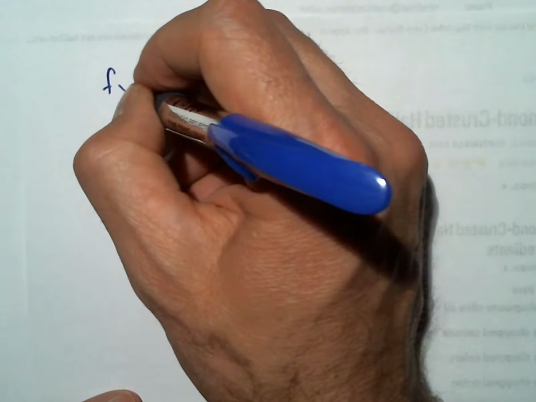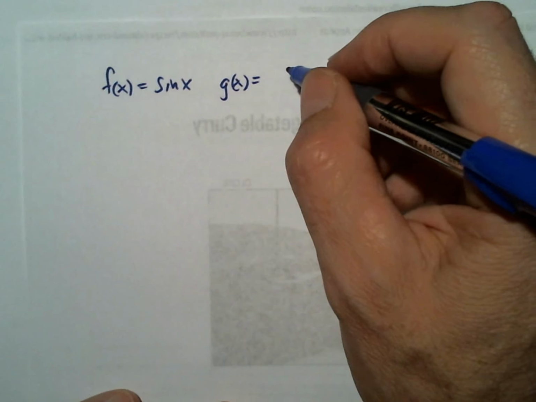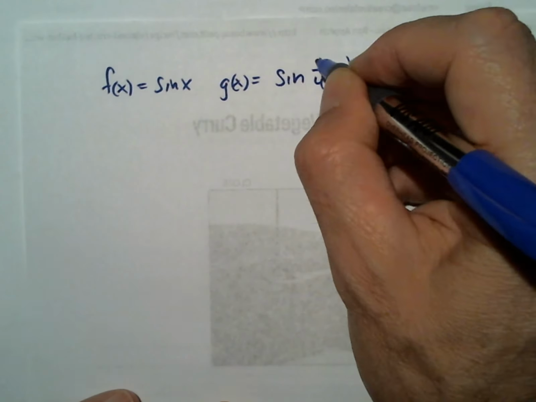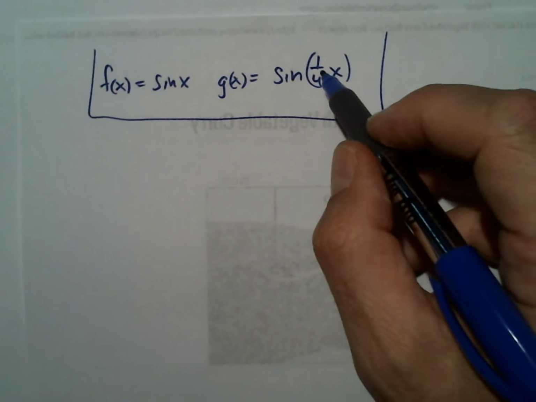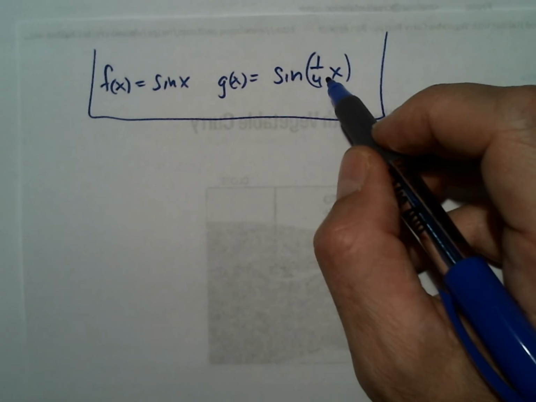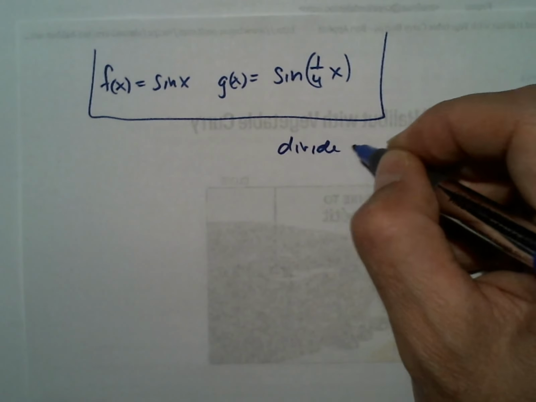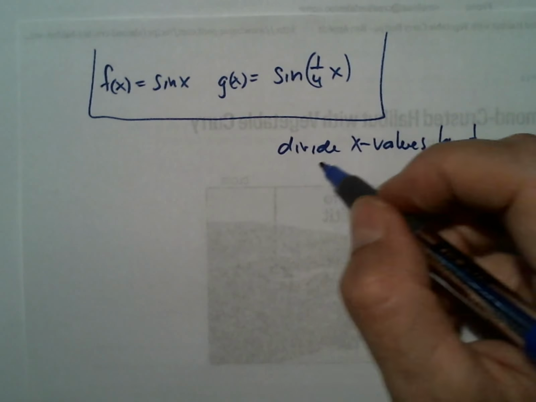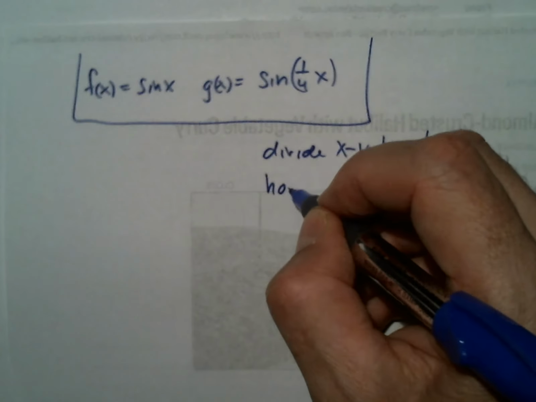Last one. Alright, pause and try that. We have 1/4 on the inside, so that's a horizontal change. We'll do the inverse of what this is. That means we have to divide x values by 1/4. If we divide by 1/4, the x values get larger, and that will be a horizontal stretch.